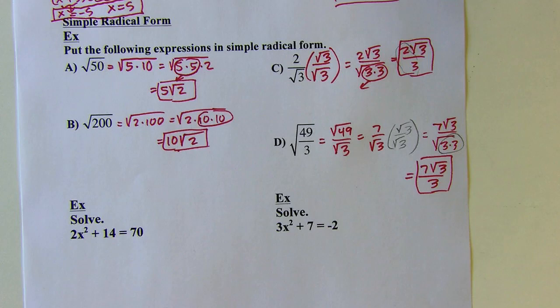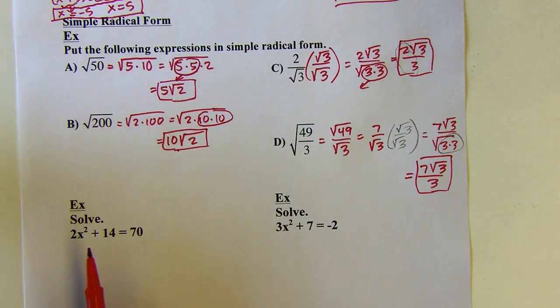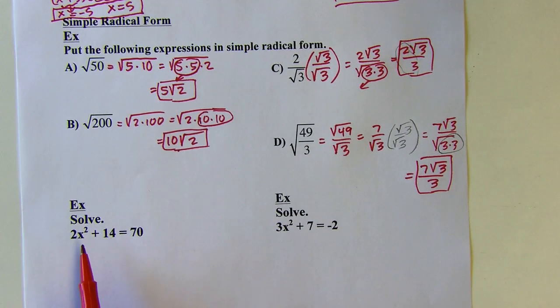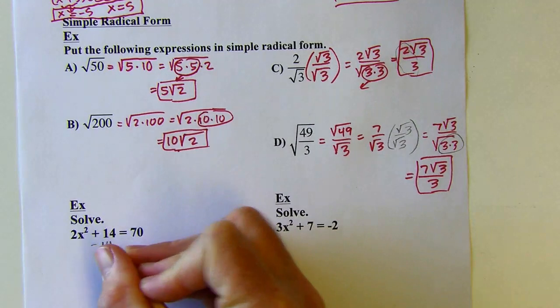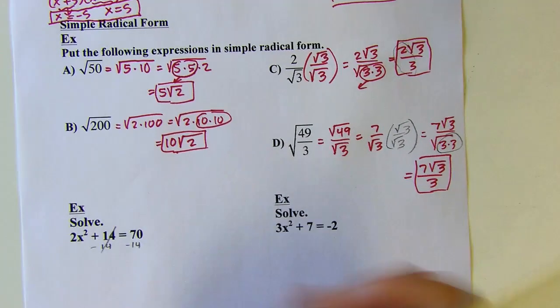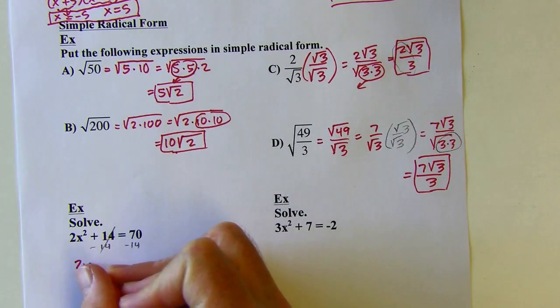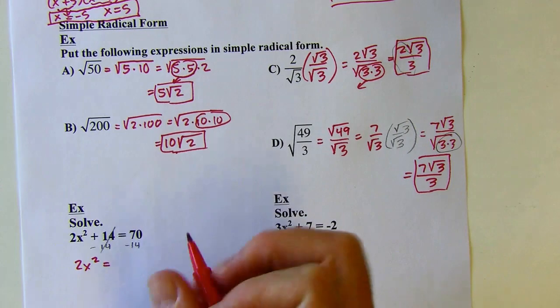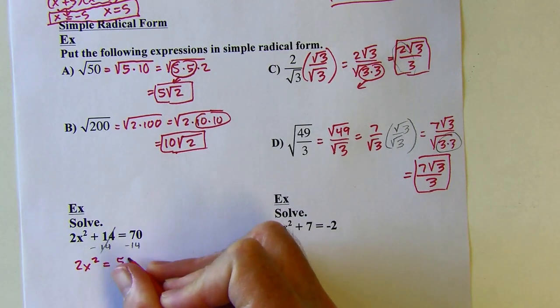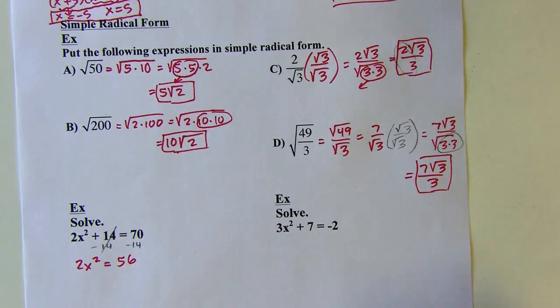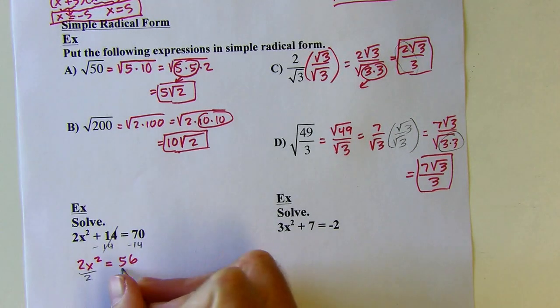All right, so let's move on to these equations. So what I would do to solve these, we're solving for x. Since there's only one x term, I would just start to try to isolate x, right? So the first thing I would do is subtract 14 from both sides. Okay, then I'm going to divide by 2. Some people try to take the square root right now, but don't do that until you've isolated x squared. So I want to first divide by 2.